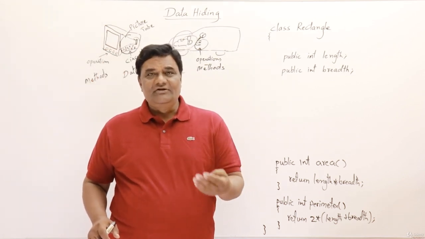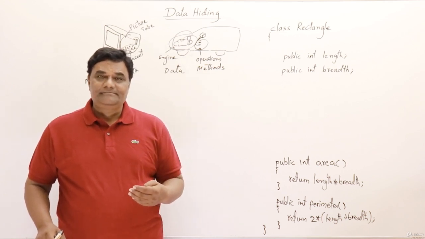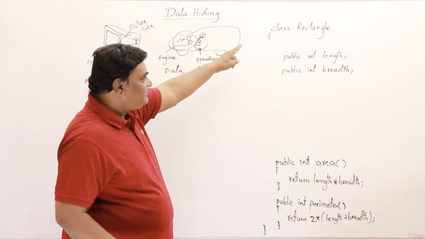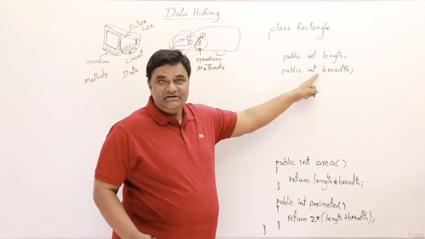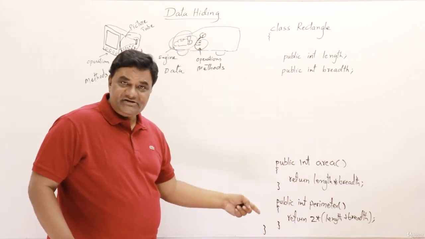So when we are making software, it should be a similar thing. Now let us look at our class, which we have already written. I have written a class Rectangle, and it has two data members, which we call properties. And these are the methods, functions, operations.